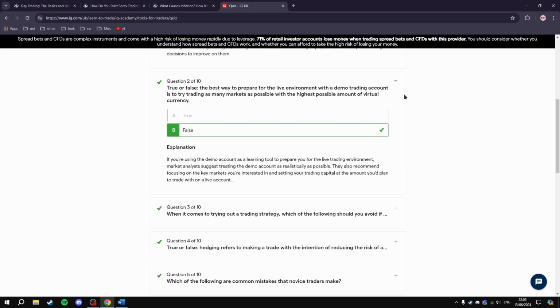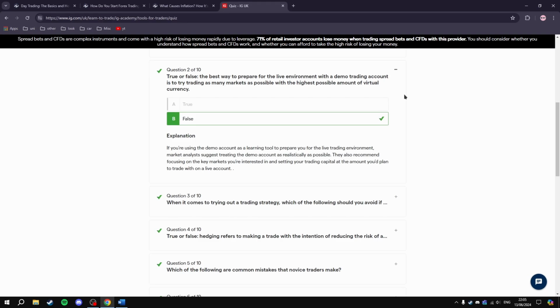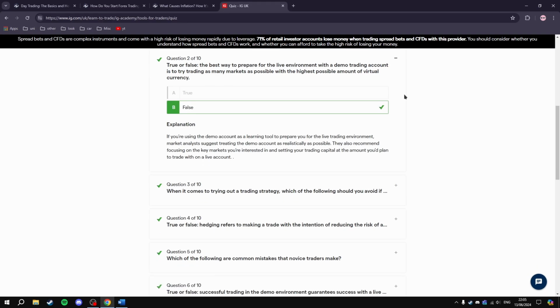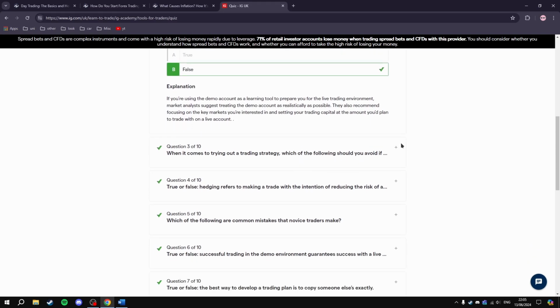If you're using a demo account as a learning tool to prepare you for the live trading environment, market analysis suggests treating the demo account as realistically as possible. They also recommend focusing on the key markets you're interested in and setting your trading capital at the amount you plan to trade with on a live account.